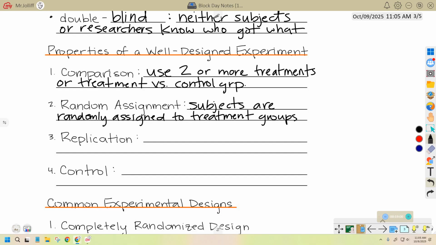The next is replication. And you may be thinking, if you've taken other science classes, that means my experiment gets repeated in multiple places. That is repeatability. That is a different idea. This means my sample size is large enough that when I see an effect in the response, I know that it is not just chance variation in the sample, which is a big idea.